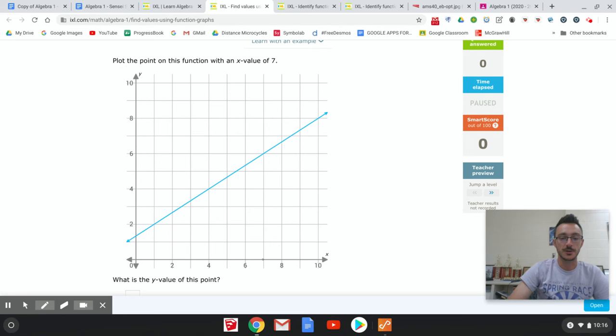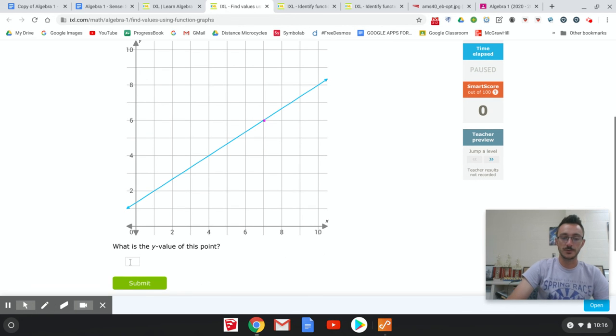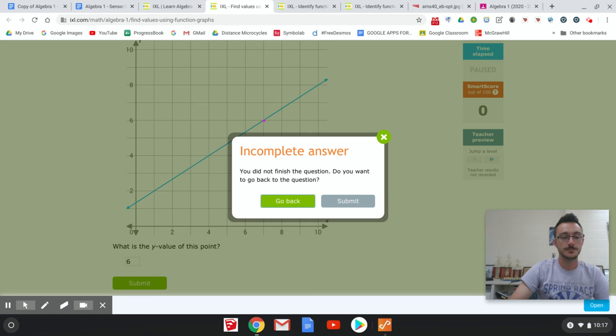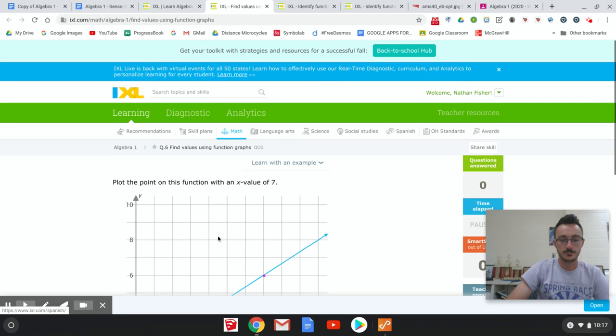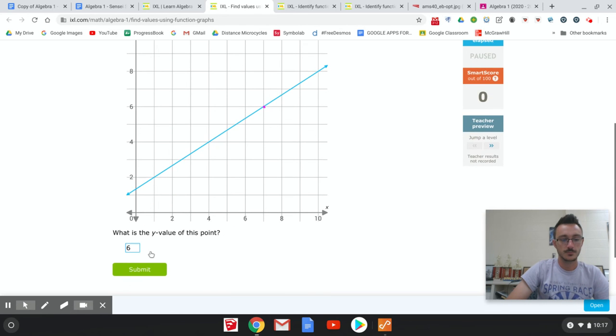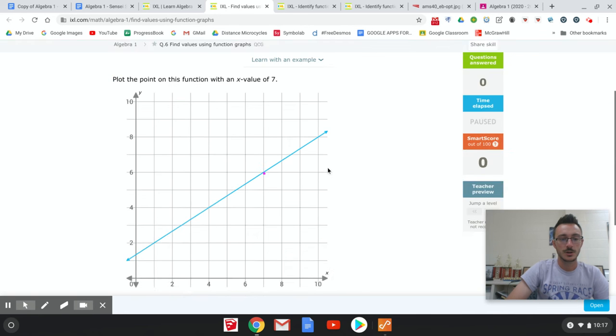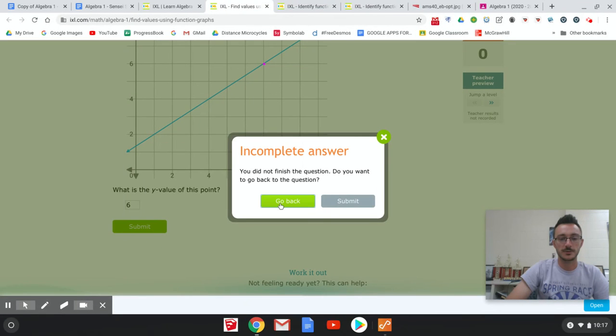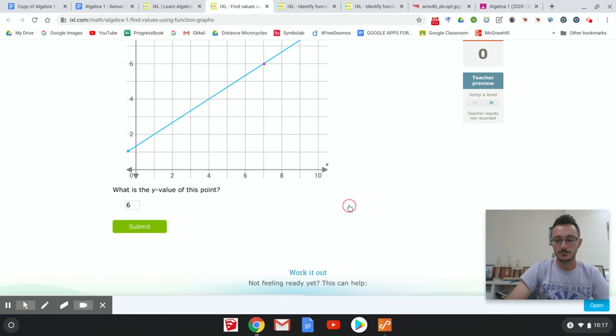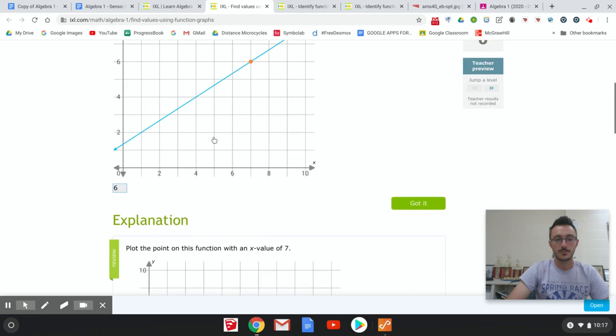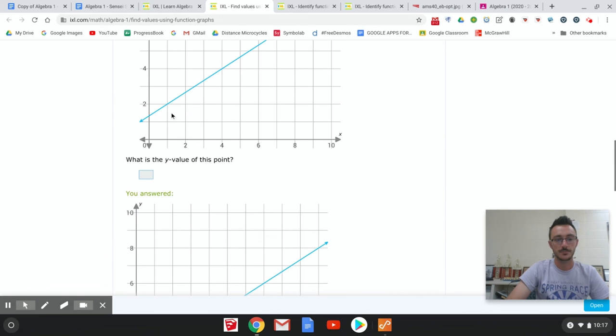So I follow 7 up, up, up, up, up. So right here, I look, what's the y value right here? 6. So that's what it's asking me for. What is the y value at this point? That's 6. Oops. Did not finish the question. I'm going to hit yes and see what happens. Correct answer is 6. Okay.